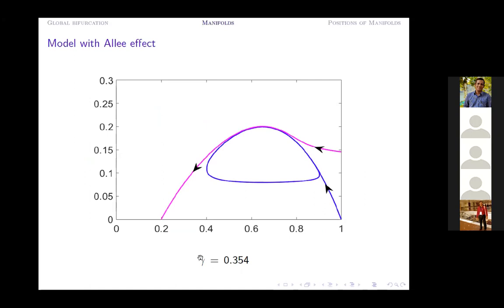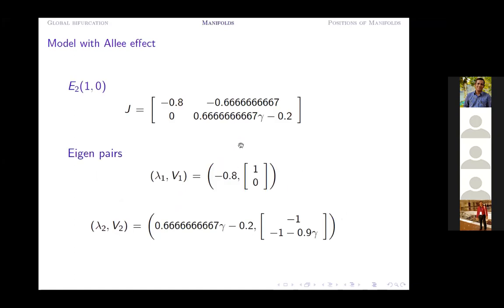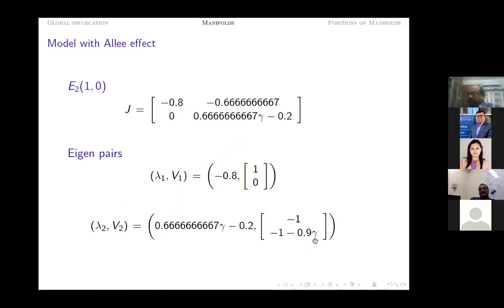So for these chosen parameter values, alpha, gamma, delta are already specified. Here I have chosen gamma equal to 0.354. You can check that this equilibrium point (1, 0) has one unstable manifold. Why am I saying unstable manifold? Because if you go back to the previous slide, you can see that for the chosen value of gamma, this will be positive. So one eigenvalue is positive, and this one is the unstable subspace. The linear span of this particular vector is the unstable subspace.